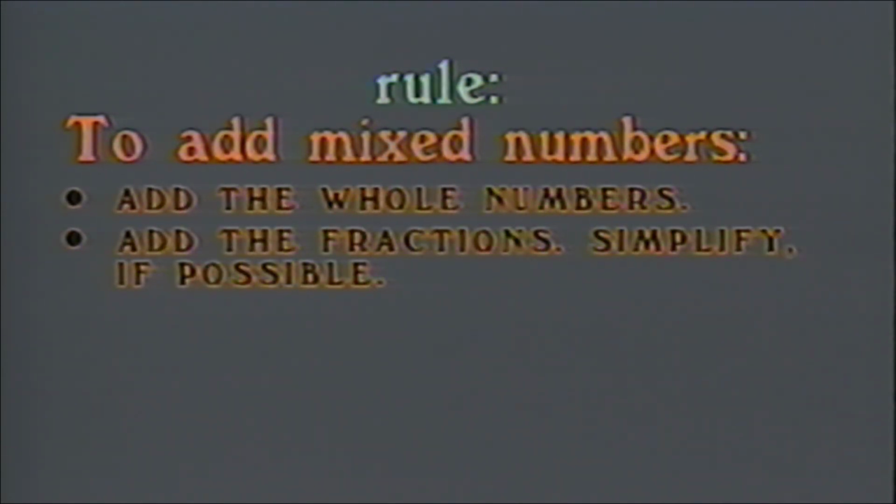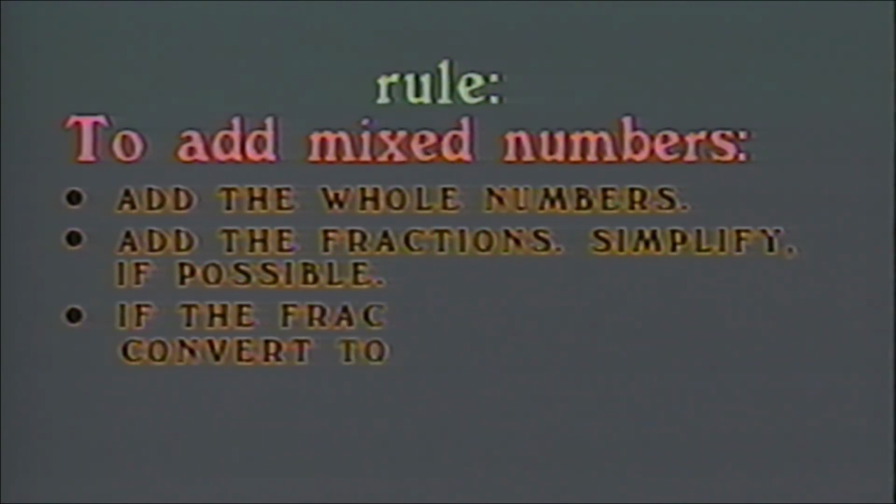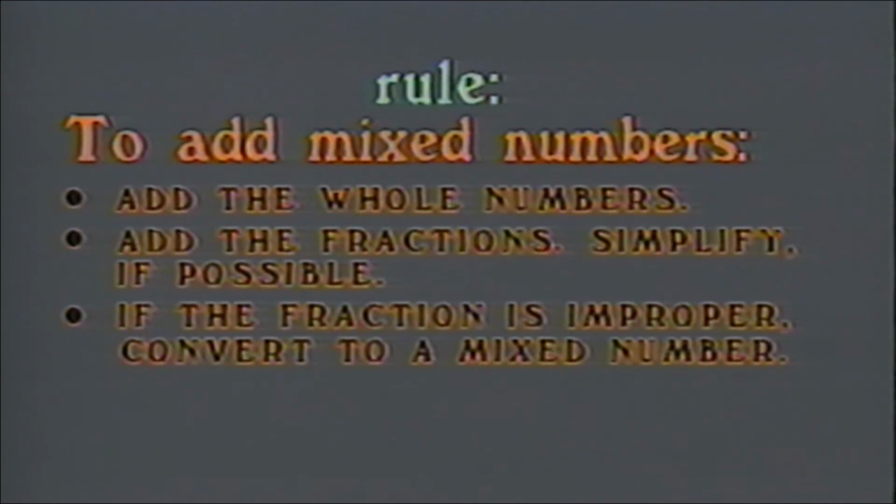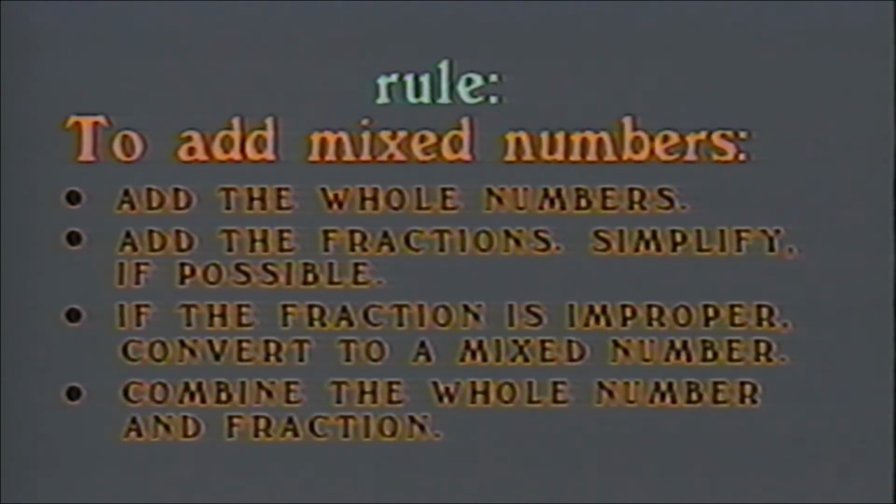Let's be sure to remember that. To add mixed numbers, add the whole numbers, then add the fractions. Simplify if possible. If the fraction is improper, convert it to a mixed number. Combine the whole number and fraction parts to get the final answer.